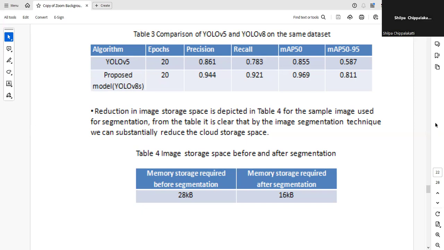As well as in table 4, we have shown the amount of memory storage required after segmentation. Before segmentation, what is the memory required, and after segmentation, what is the memory required for storing the images. By this table 4, it is clearly noted that after segmentation, the size of the image has been reduced and the storage space is also reduced.